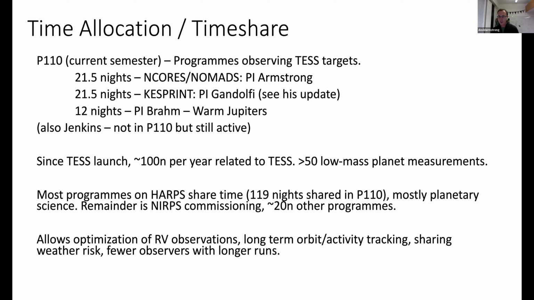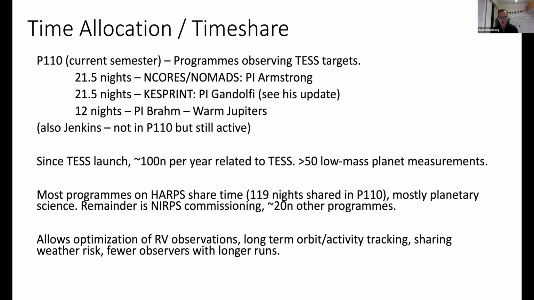Since then, there have been well over 50 low mass planet measurements, so it's really been an effective spectrograph. They've asked me to tell you a bit about how the HARPS time is organized as well. Many of these programs, most of them actually, share time throughout each semester. This gets organized in, well, you can see about 70–80% of the time. That has a whole load of advantages.